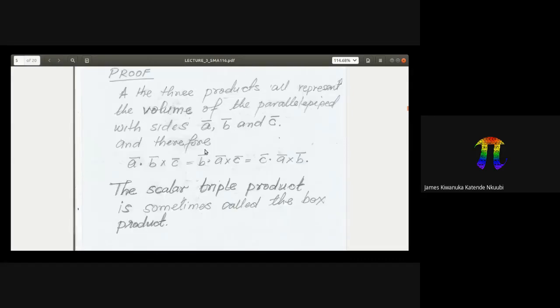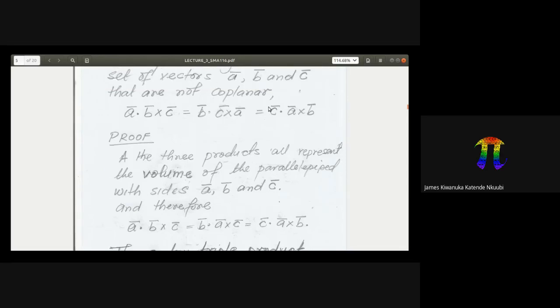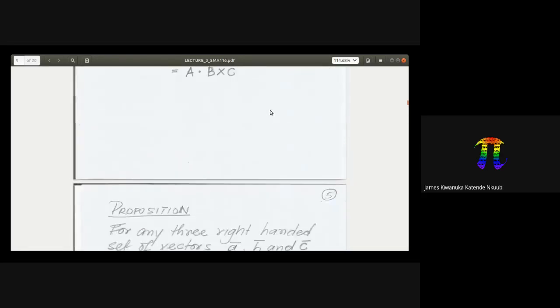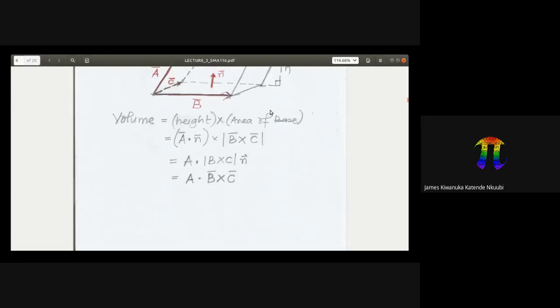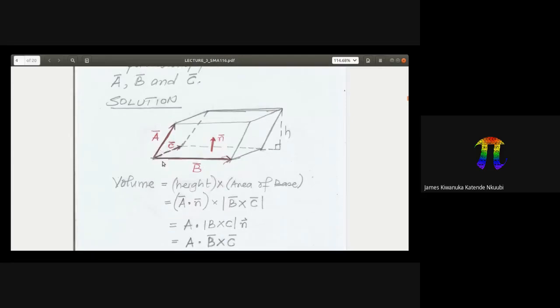So let's see if we can prove this result, that A dot B cross C is the same as B dot C cross A, which is the same as C dot A cross B. So what you really need to see is that these 3 all represent the volume of the same parallelepiped. So if you go back to the diagram, although here I'm using the capital A and B, still the same idea, you can get the volume of this parallelepiped by taking the base to be this plane of A and C.